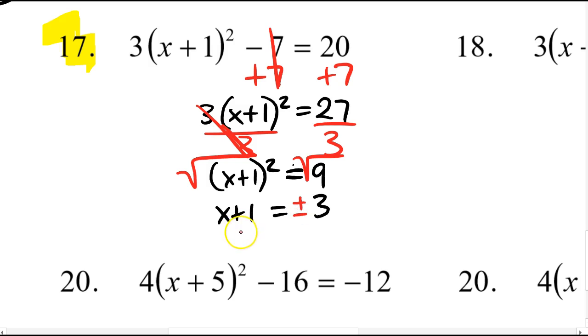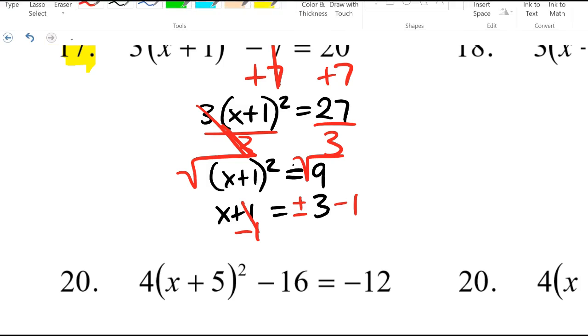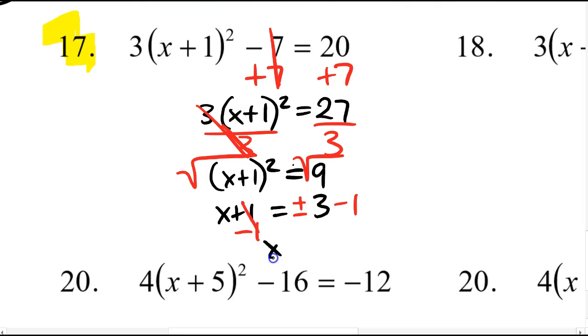And then we want x by itself, so we subtract 1 from this side to get rid of it, because it's plus 1. And then we do it to the other side as well. And now x equals positive 3 minus 1, which is 2, and negative 3 minus 1, which is negative 4.